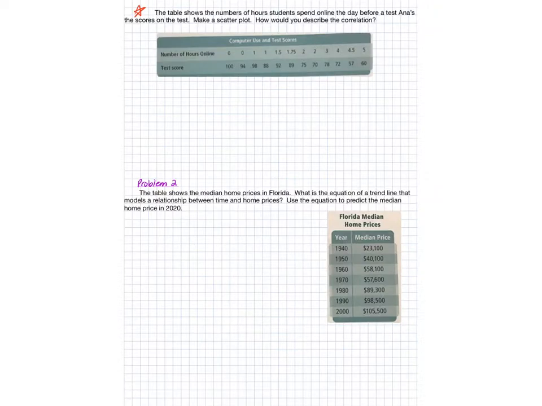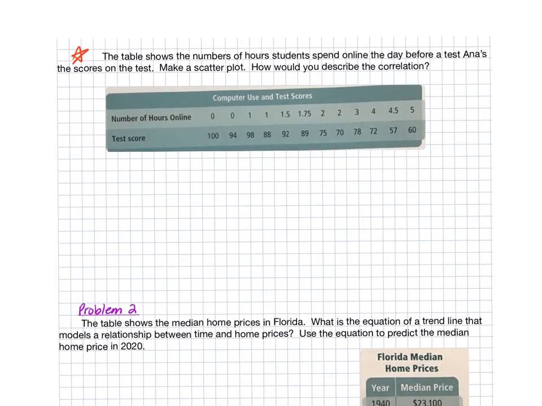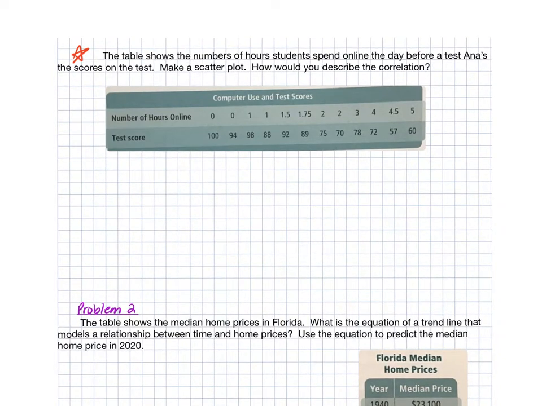Okay, so here's one for you to try on your own. So make a graph, just like I did in the last one, or a scatter plot of this data. Decide what's going to be on the X and the Y axis, and make sure you make it so that it all fits. And then describe the correlation after you've made this scatter plot. And then you can check back for the solution.